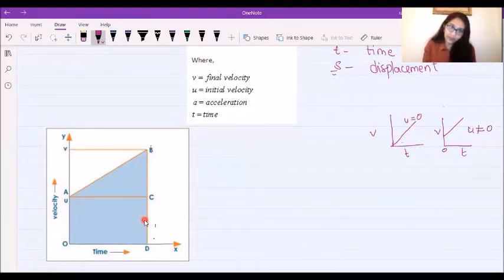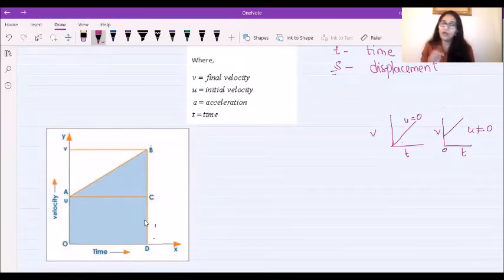So suppose the question is asked like this: derive the equations of motion. First you have to draw this particular graph. You have to label the graph velocity time, and I have marked here A, B, C, D, like that. You have to label the graph first. Then you have to give a small introduction about the graph. In the introduction, we are supposed to mention what variables we are using here and what each variable stands for.